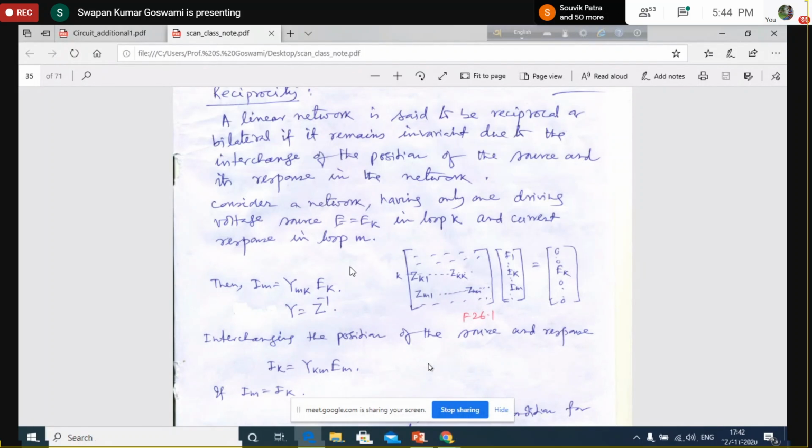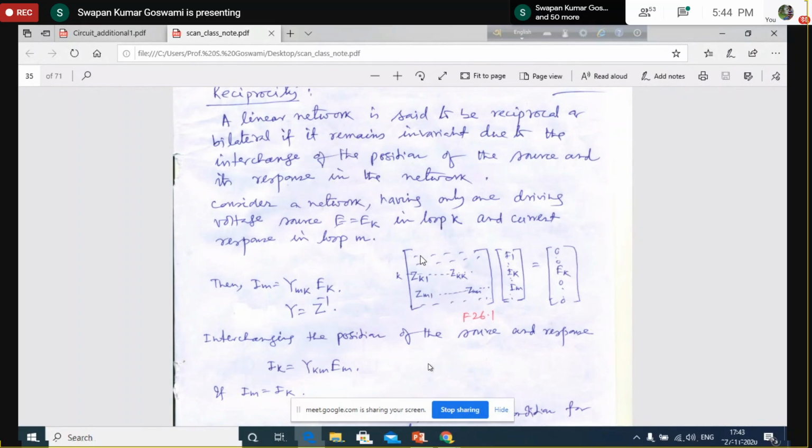Then I want to investigate what will be the conditions of the impedance matrix and admittance matrix of the network, if the network is bilateral and linear, that means if the network is reciprocal. So assume that the network is reciprocal and we want to establish some condition for that reciprocal network. In that network, there are many loops, say n number of loops.